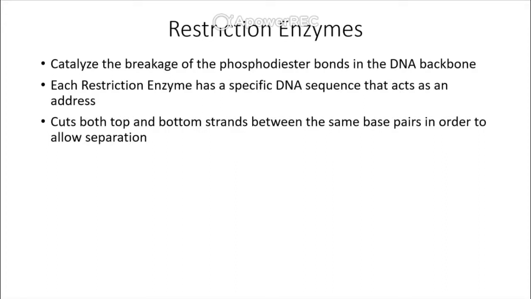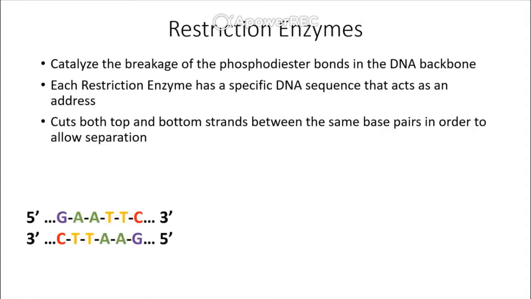So in the last lab, we worked a little bit with restriction enzyme sites. We had to design primers that included restriction enzyme sites. And we said that we would discuss in greater detail exactly what they do. So restriction enzymes actually catalyze, or they allow, the breakage of the phosphodiester bonds in the DNA backbone. Each restriction enzyme has a specific DNA sequence that acts as an address for that restriction enzyme. If the restriction enzyme finds that particular DNA sequence, it will cut both top and bottom strands, the same base pairs, in order to allow separation.